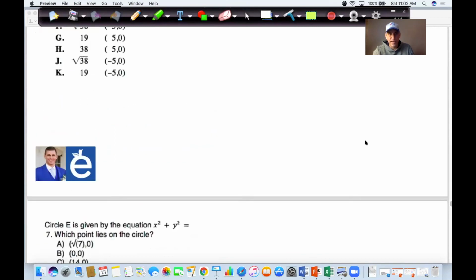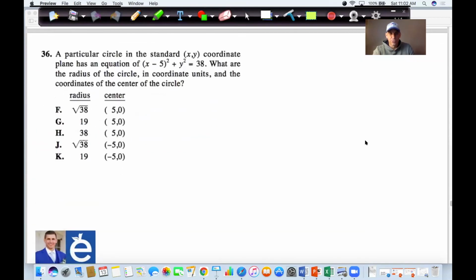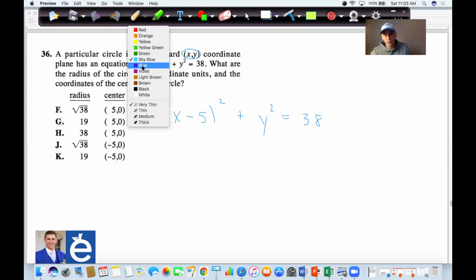So here we have another kind of warm-up question, making it a little bit easier. It says a particular circle in the standard xy plane coordinate has an equation of (x minus 5) squared plus y squared equals 38. Well, if I have (x minus 5) squared plus y squared equals 38, then now let's label these things. Where did they come from?